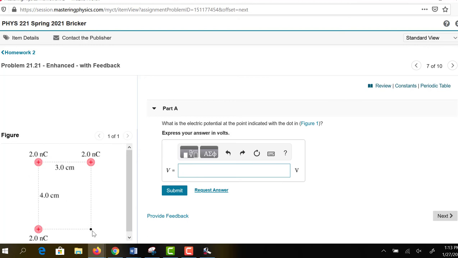This is a 3, 4, 5 triangle. So there's a contribution here from the upper left one, which would be KQ, and here's the Q. It turns out that they're all the same charge. Divided by this distance, so 0.05 meters. And then there's a contribution at the dot from the upper right one. This distance is 4 centimeters. So you'll have 3 terms, KQ divided by this distance plus KQ divided by this distance plus KQ divided by this distance. The Q's are all the same.